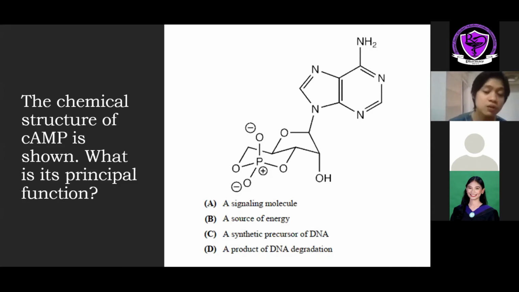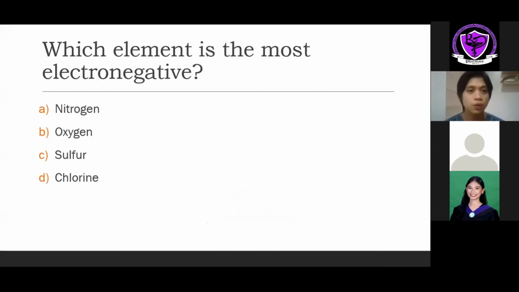Product of DNA degradation, no. Our product will be the purines, remember? And some other molecules which biochem will discuss to you. Synthetic precursor of DNA, no. Those will be the nucleotide analogs, which are usually drugs for chemotherapy. Yan, signaling molecule. Right.